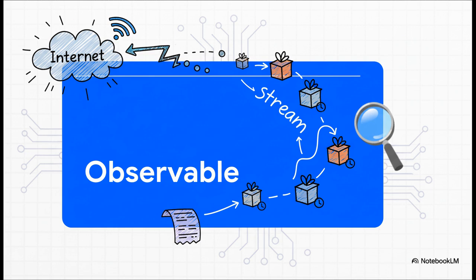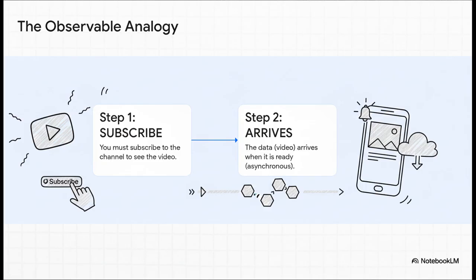But here's the absolute key. An observable isn't the data. Think of it more like a ticket or a receipt that promises the data will show up, eventually. It's a placeholder for something coming in the future.